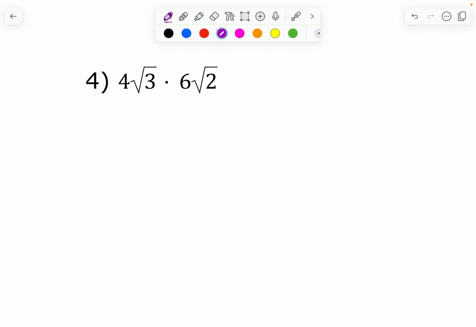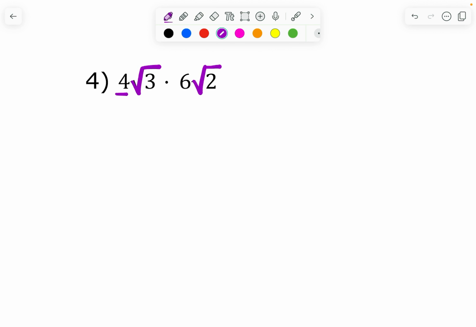Number 4, same process. We're going to simplify first. And when you simplify, you only ever simplify the ones underneath the radicals. So when I'm looking at 3, I don't have anything there. Okay. And then when I'm looking at 2, I don't have anything there. So I can't touch those square roots. There's no simplification happening. So I'm going to move straight into the multiplication.